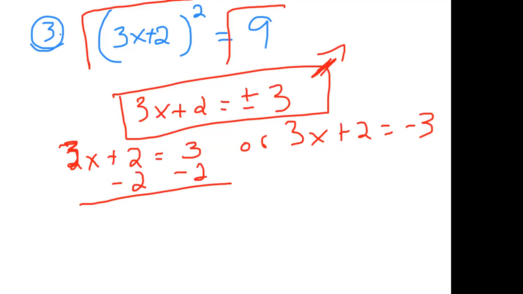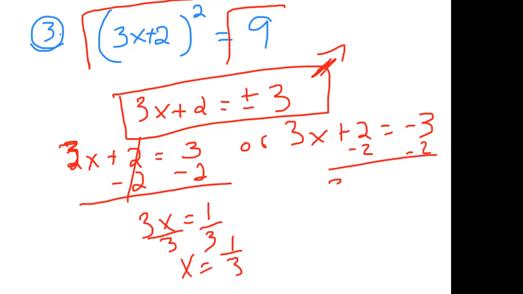So now I'm solving each equation. I'm subtracting 2 from both sides, so I get 3x is equal to 1, and I divide by 3. So one of my solutions is x is equal to 1/3. I'm going to go to the other equation, subtract 2 from both sides. So I get 3x is equal to a negative 5. And I'm going to divide both sides by 3. So x is equal to negative 5/3. And there we go, guys. 2 solutions. 1/3, negative 5/3.